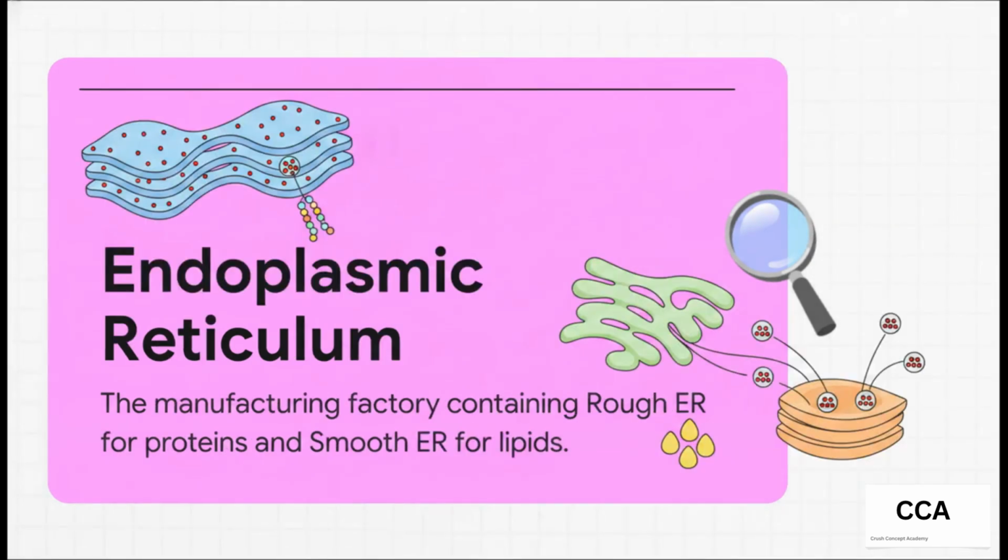Next up, we've got the endoplasmic reticulum, or ER for short. This is our main manufacturing factory, and it comes in 2 flavors. You've got the rough ER, which looks all bumpy under a microscope because it's covered in ribosomes that churn out proteins. Then you've got the smooth ER, which has no ribosomes and focuses on making fats and lipids. This whole factory works hand in hand with the Golgi apparatus, which is basically the cell's post office, packaging up those manufactured goods and shipping them out to wherever they're needed.